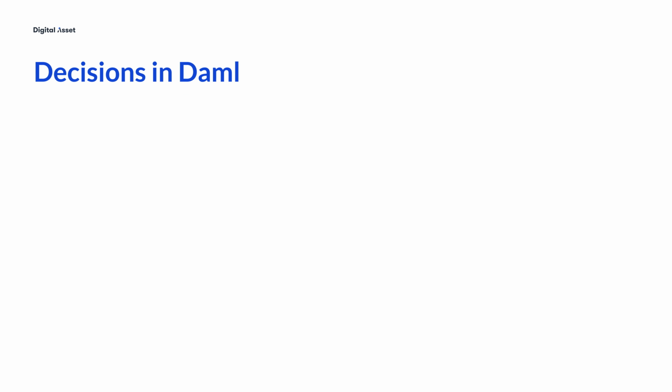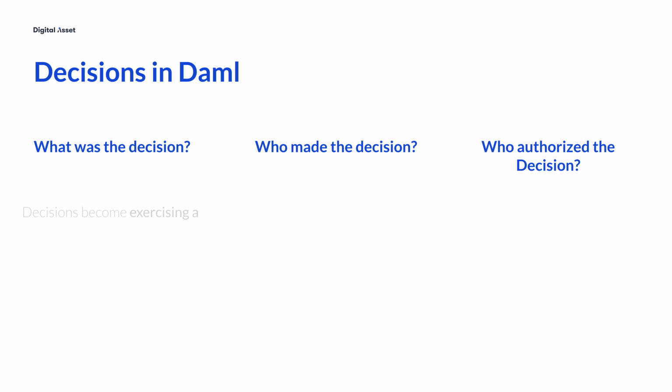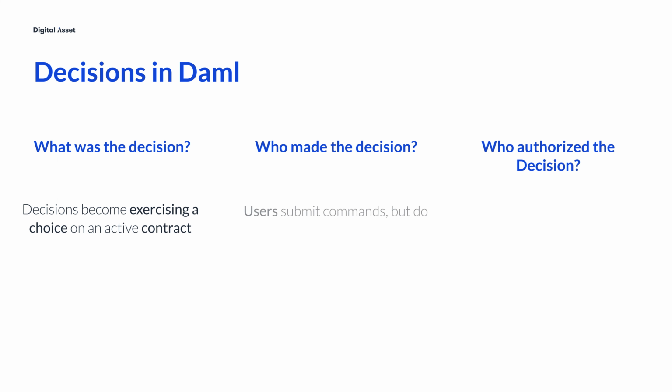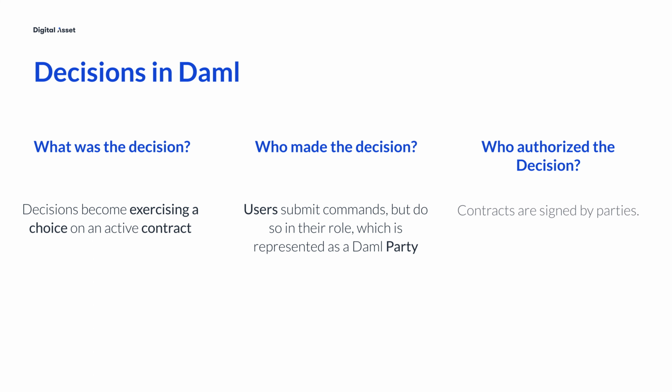What we have so far is a way to answer the questions: what was the decision? Who made the decision? And who authorized the decision? In DAML, potential decisions become choices on active contracts, and making a decision is represented by exercising one of those choices. Similarly, that exercise is the result of a command submitted by a user acting as a party, so the answer to who made the decision is represented by that controller party. Finally, the authorization to make the decision is associated with the active contract itself.